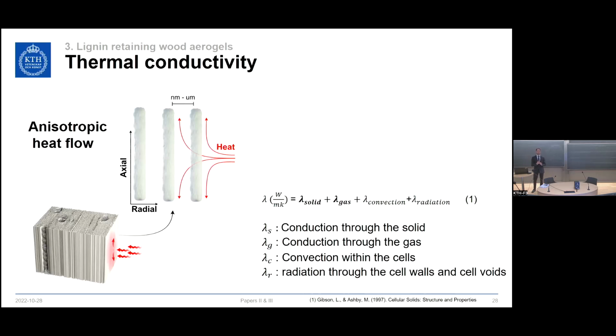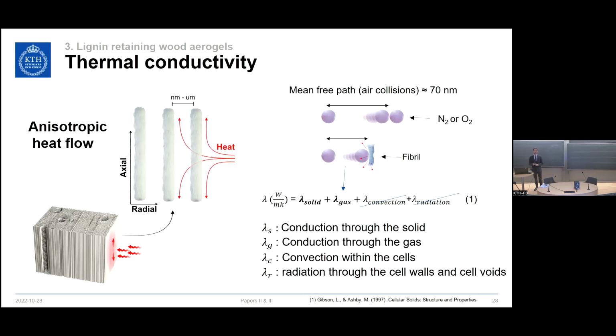And the thermal conductivity is a sum of different contributions. Firstly, the conduction through the solid, through the gas, by natural or forced convection in the cells, but also radiation of photons. In our material, radiation and convection are highly suppressed. And since this is a highly porous material of up to 95% porosity, this means that the gas phase will be the dominating. And we can actually lower this contribution by having a shorter mean free path of air, which is the distance that air takes to collide into each other. So by having porosity, they can instead collide with the fibrils of our material.